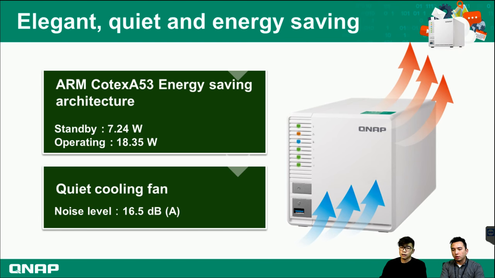Why do we suggest all users choose and consider our TS-328? First, we have RAID 5 on a 3-bay NAS. RAID 5 is a better way to provide data protection. At the same time, we can provide a lower-cost budget and a higher hard disk usage capacity. Then there is data safety, because RAID 5 gives you tolerance of a hard disk breaking. And for NAS, we provide snapshot.